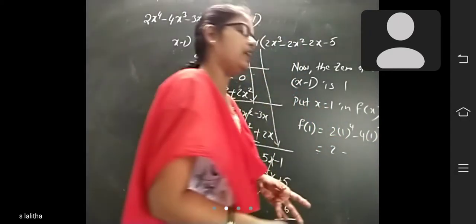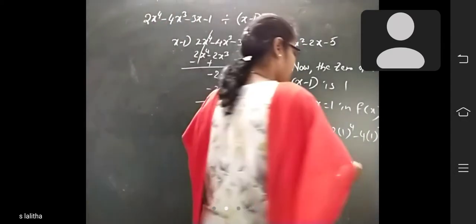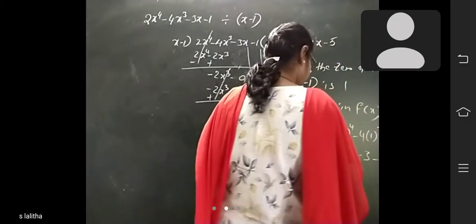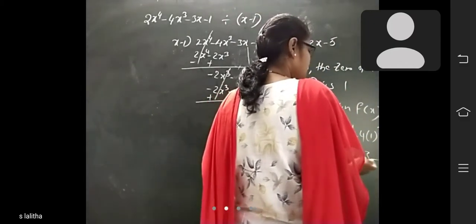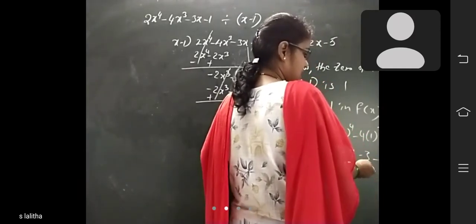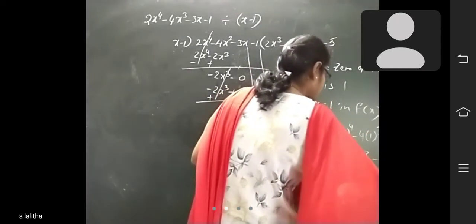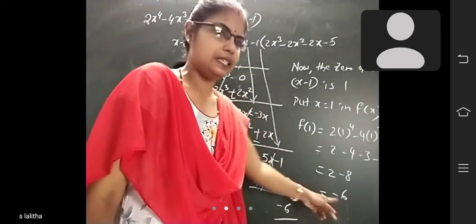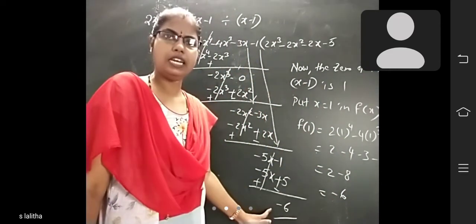Minus 4 into 1 cube means 1 only, so 4 into 1 is 4. Minus 3 into 1, minus 3. Minus 1. Now 2 minus 4, minus 3. How much? Minus 7. Minus 1, minus 8. So 2 minus 8, how much? Minus 6. See here the remainder is minus 6.